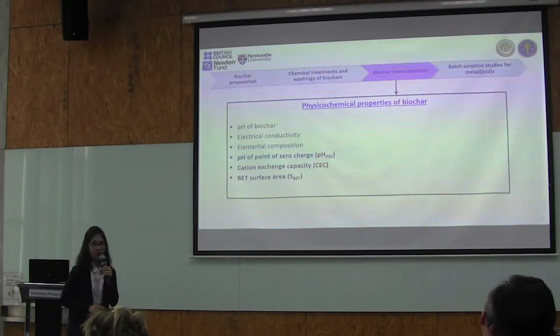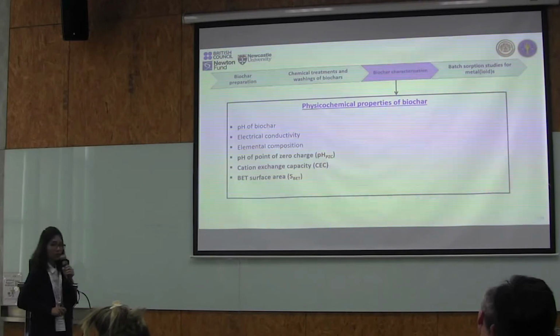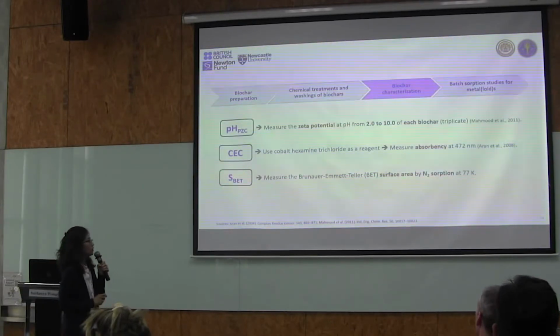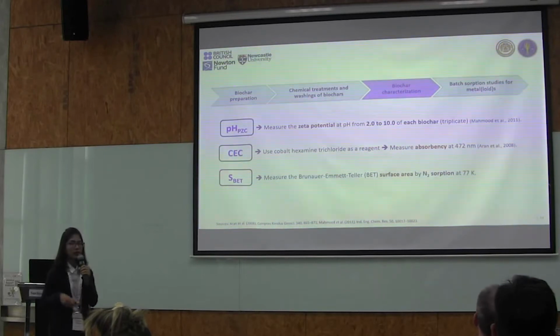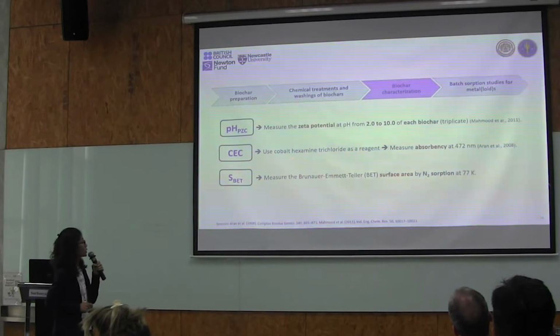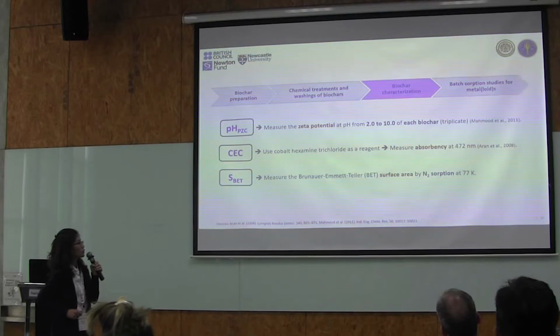Now to the characterization of the biochar. These are the parameters for the biochar, and the last three are the main parameters that can be linked to the sorption. For the pH of the biochar, there are many methods we can use, but in this case we use the zeta potential. For the cation exchange capacity, we measure absorbency, and for the surface area we use nitrogen sorption.